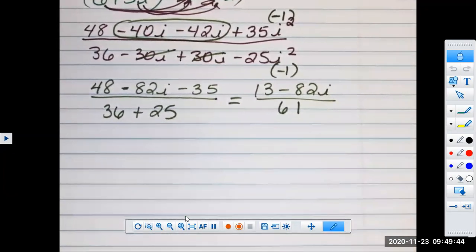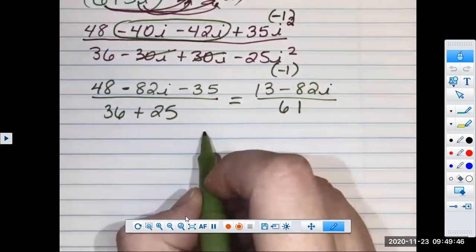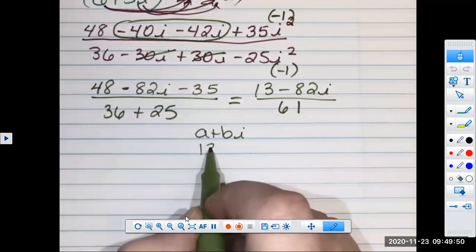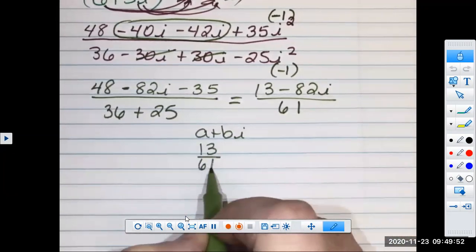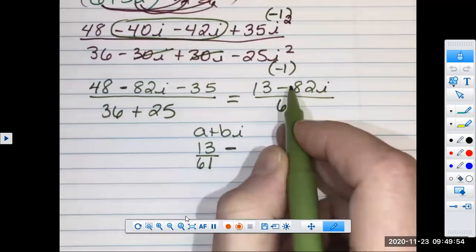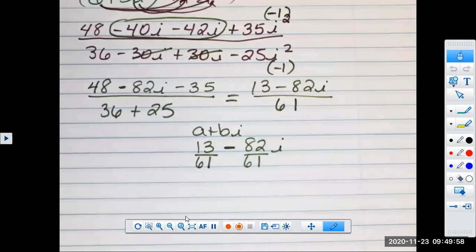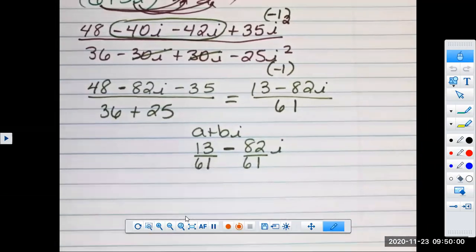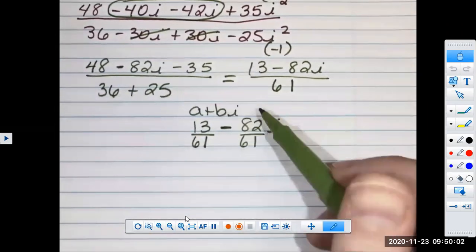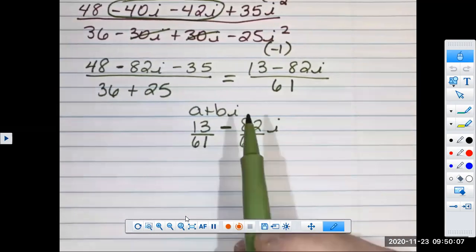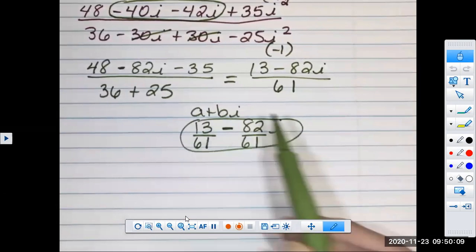Okay, but in order to split this up and to put it in a plus bi form, we want to separate and say 13 over 61 minus 82 over 61i. And none of that will reduce. Just make sure that your fractions 13 over 61, 82 over 61 will not reduce, and they won't.